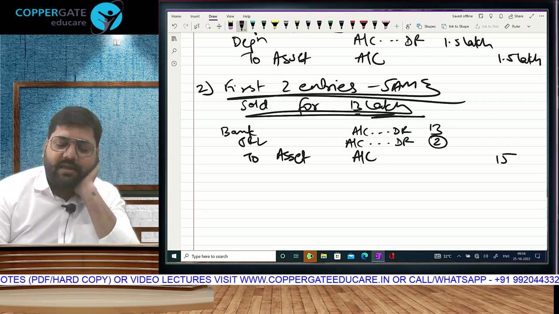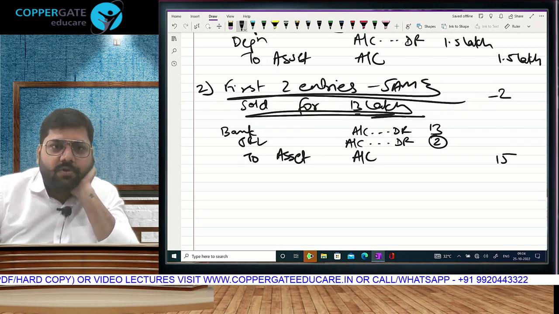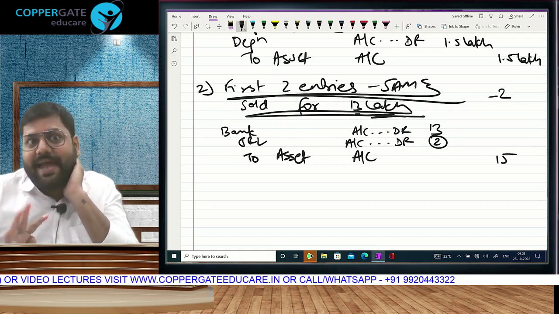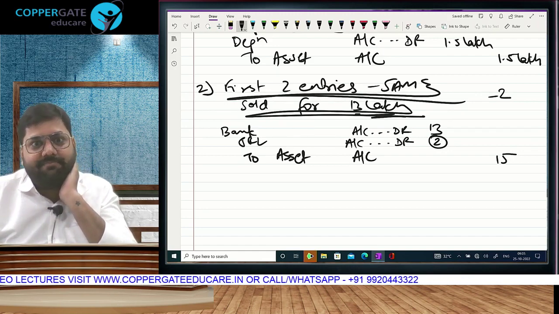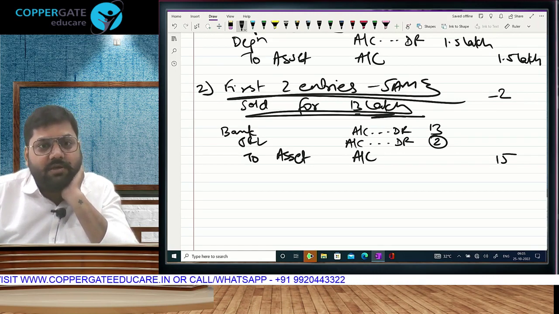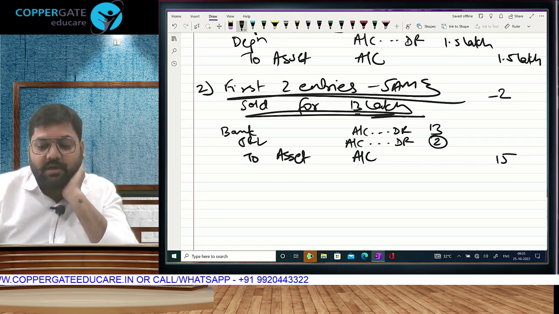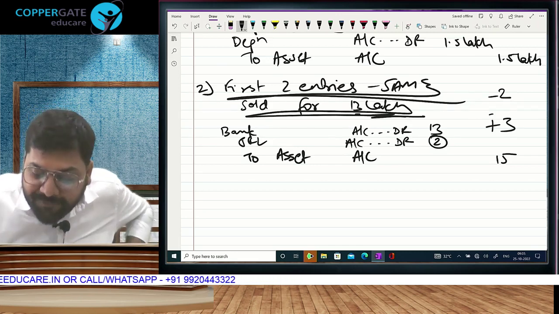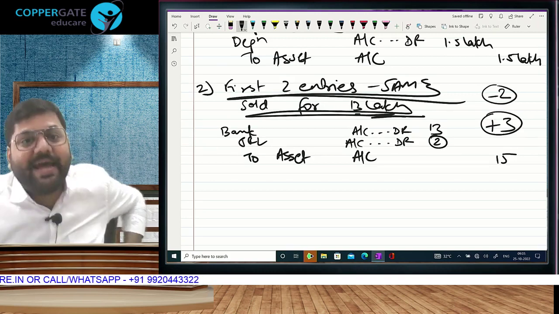Effectively, can I say that you are booking a loss of 2 lakhs? Correct? But in reality, is that a loss? Now you will have to tell me. My asset was purchased for 10 and sold for 13. Matlab it's a profit of 3. A profit of 3 is booked as loss of 2.